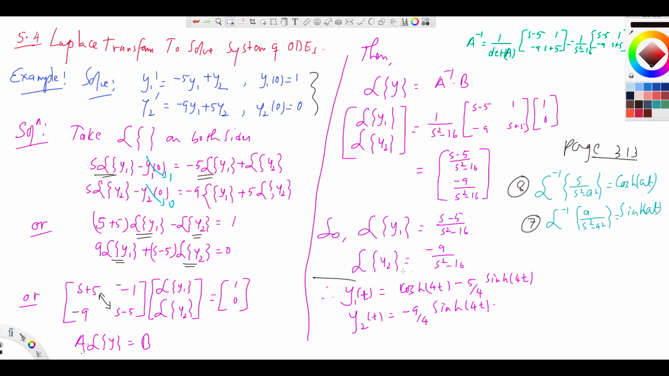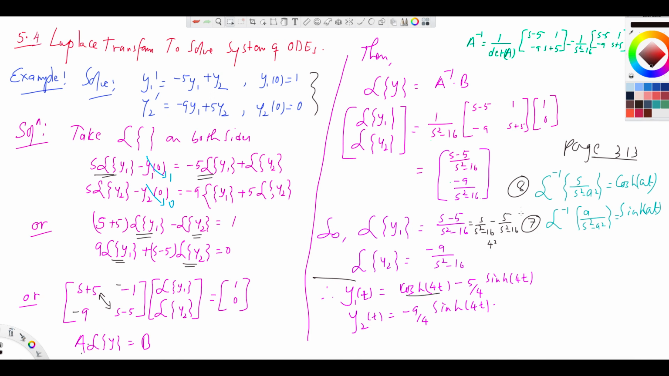So to find the inverse Laplace transform of this, you take the inverse Laplace transform on both sides. You will get y1 equals s minus 5 over s square minus 16. For this one, what you can do is s over s square minus 16, and then minus 5 over s square minus 16. For s over s square minus 16, 16 is 4 square, so a square. So it will be cosine hyperbolic 4t. That's what you get for the first term.